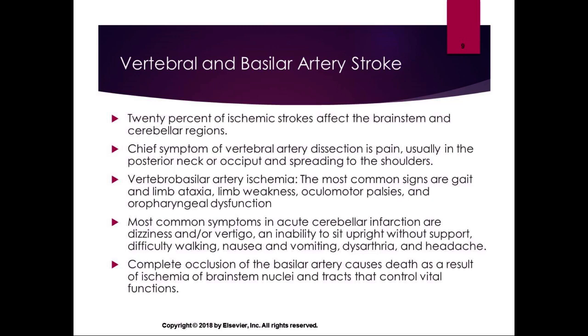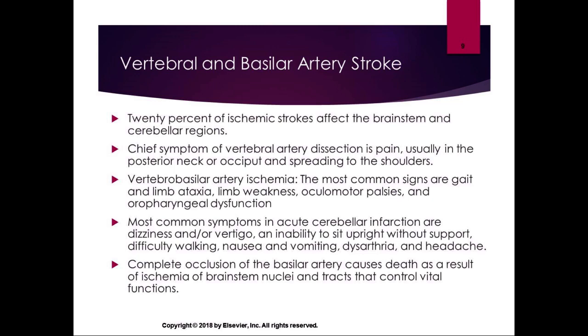So a large percentage affect the cerebrum, but 20% affect the brainstem and cerebellum. The symptoms that we talked about in previous modules about brainstem and cerebellar symptoms are the symptoms you're going to see in this type of stroke. One of the chief symptoms of vertebral artery stroke is pain in the posterior neck or occiput, spreading to the shoulders.